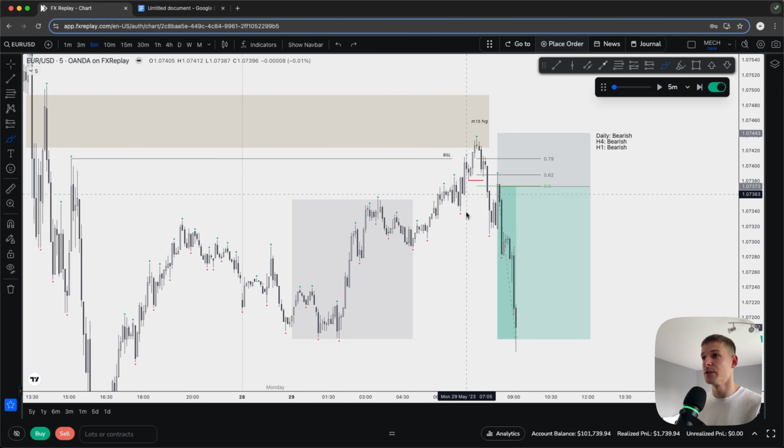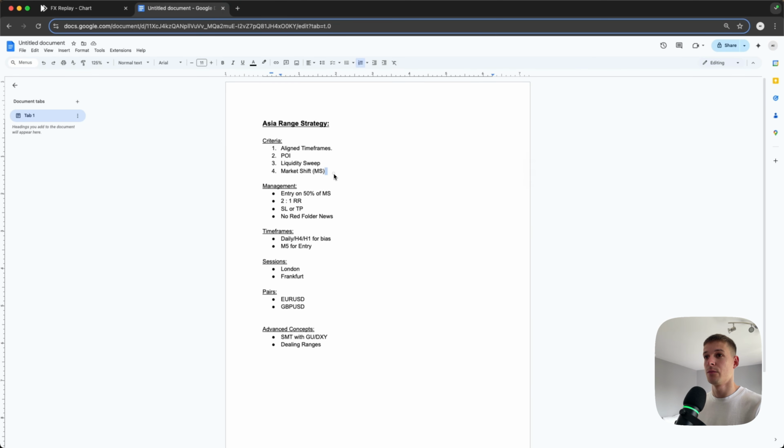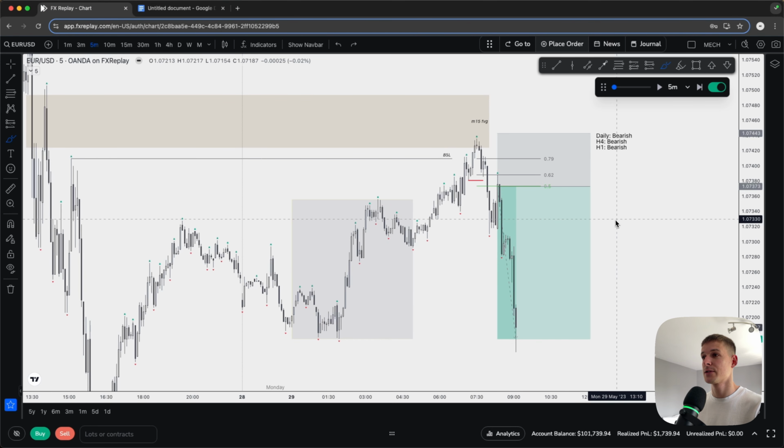So what did we see coming into Frankfurt Open? Frankfurt Open just about swept this buy side liquidity, not too heavy of a sweep. So patience still needed. And then coming into later into Frankfurt Open, we had our POI mitigation, and then we had price sell off aggressively, breaking market structure, which again, we had that market structure shift. And now what are we looking for? We're looking for a simple entry on the 50% of the MS.